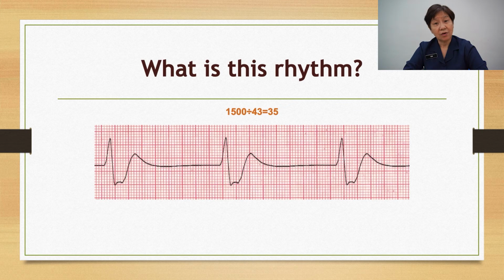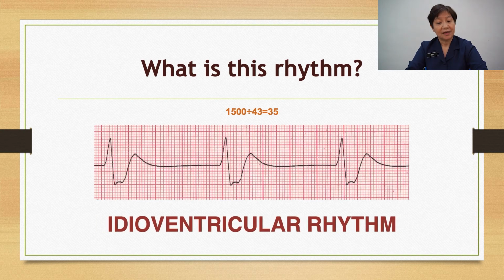Is the QRS narrow or broad? Yes, very broad. Because your SA node fails, your AV node also fails. In order to help us survive, your ventricle takes over as a pacemaker. So your QRS has to be broad and the rate has to be very slow. Right now it's only 35 beats per minute. So this is what we call idioventricular rhythm. Another name is slow VT. Okay, very slow. It's a VT pattern, but the rate is very slow.